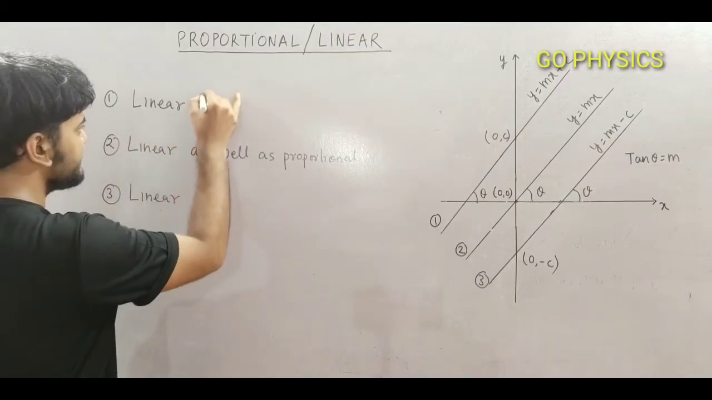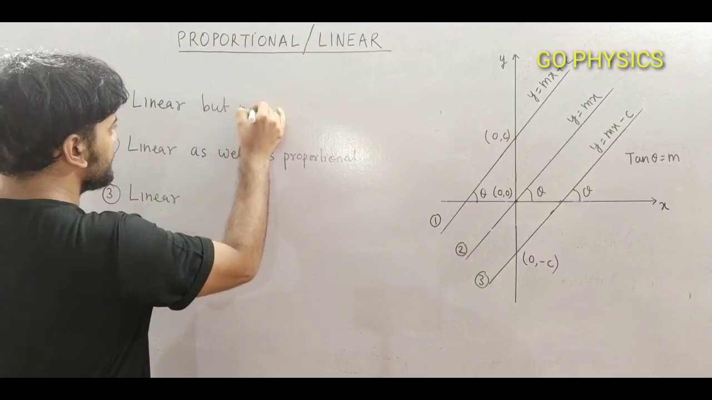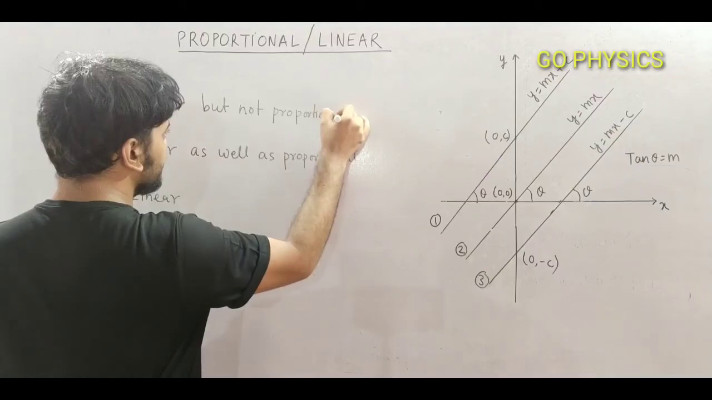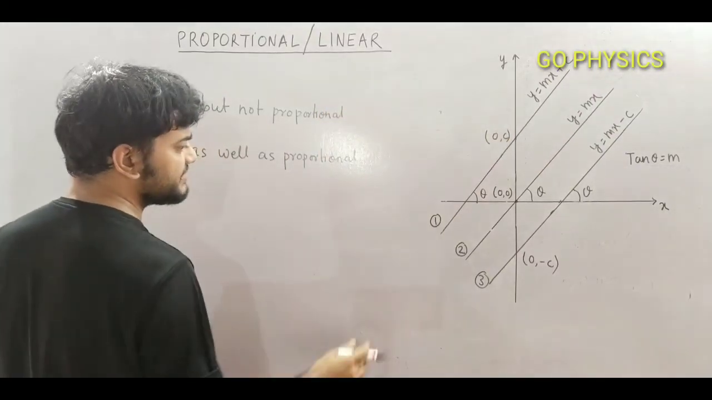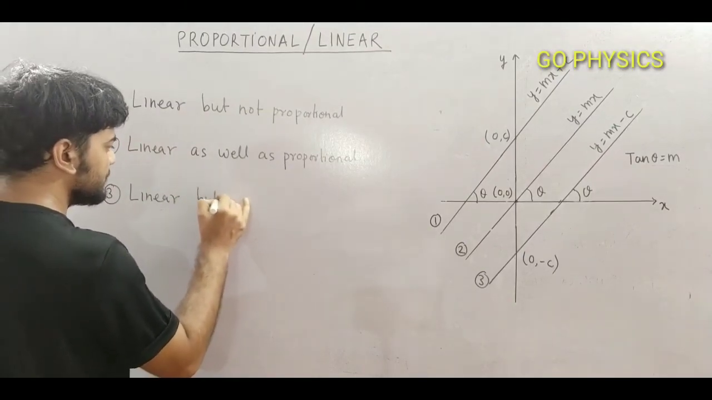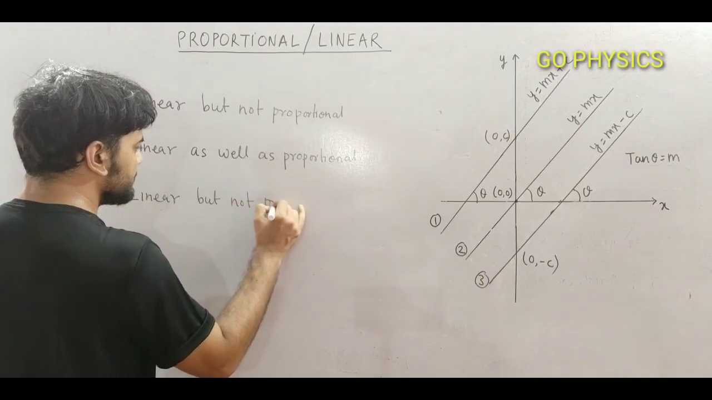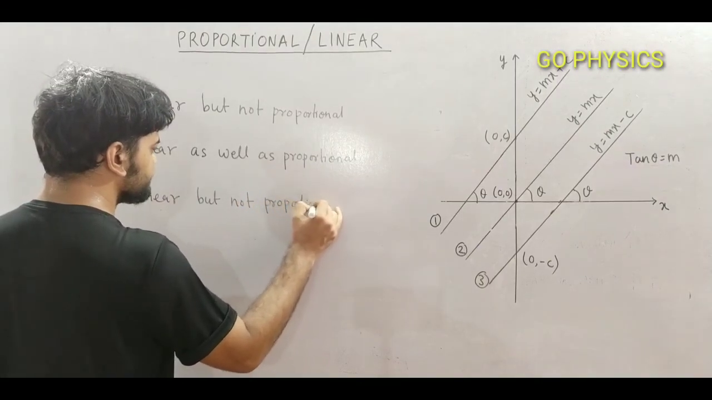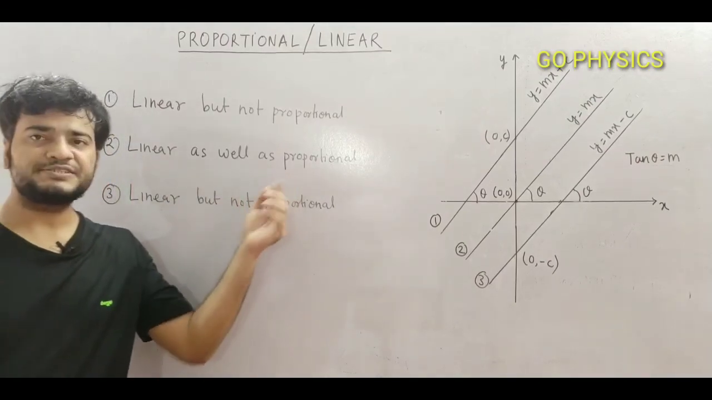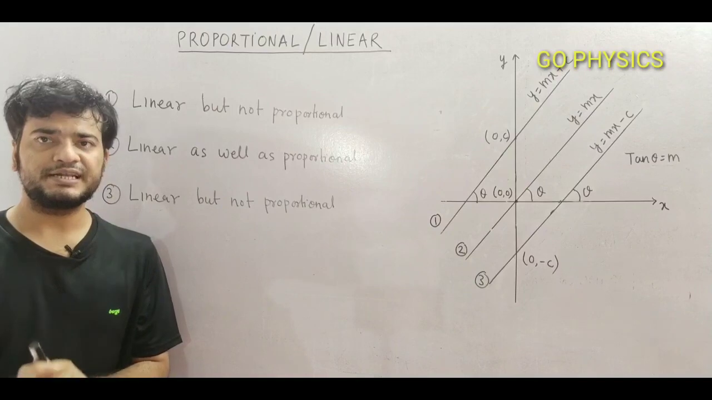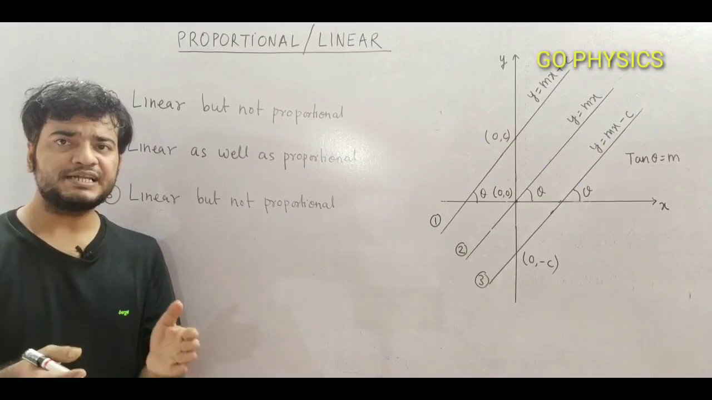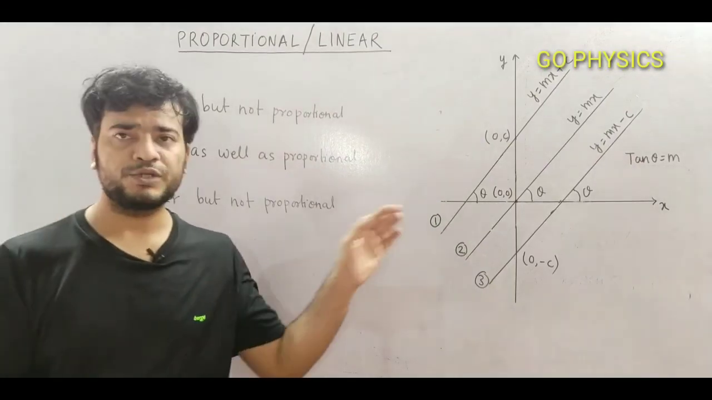So line 1 is linear but not proportional, because line 1 is not passing through the origin, and same as line 3. Line 3 is linear but not proportional. So what do we learn? A proportional relationship is a special case of linear relationship, or a proportional relationship is a linear relationship that passes through the origin.